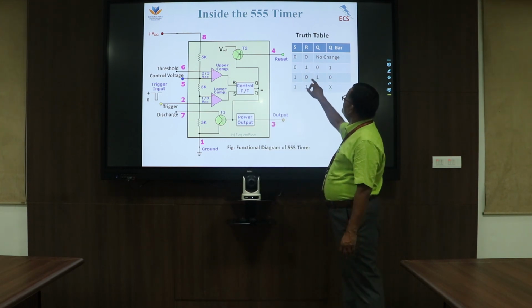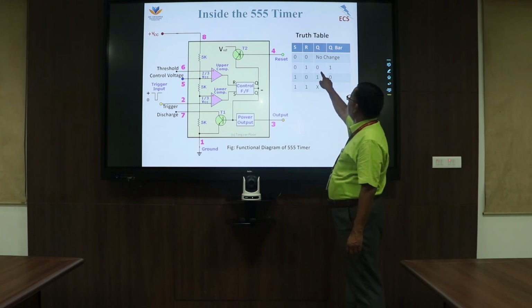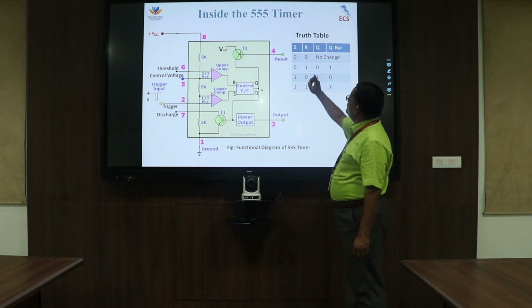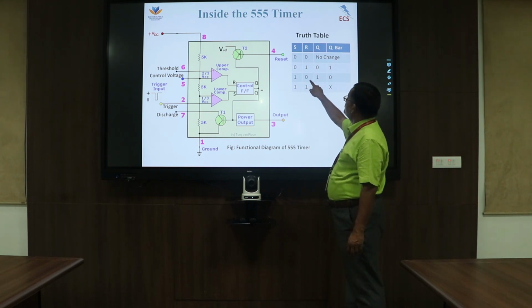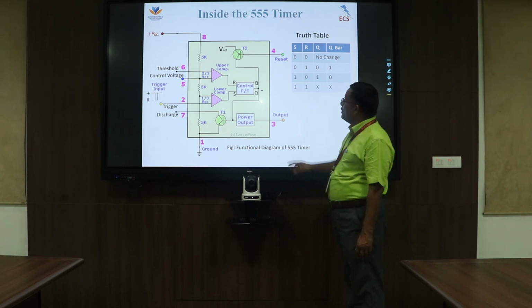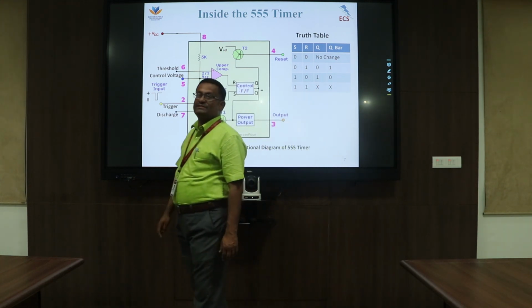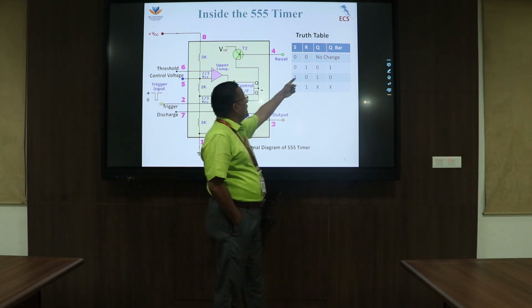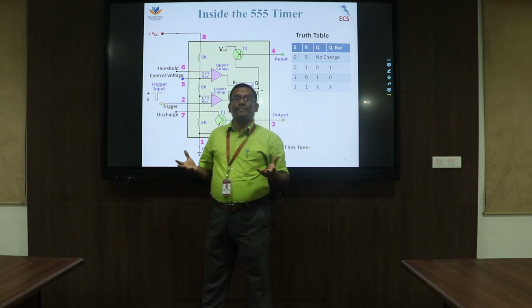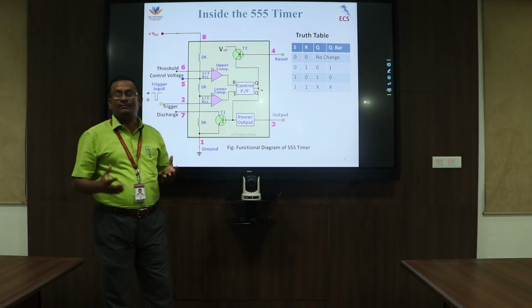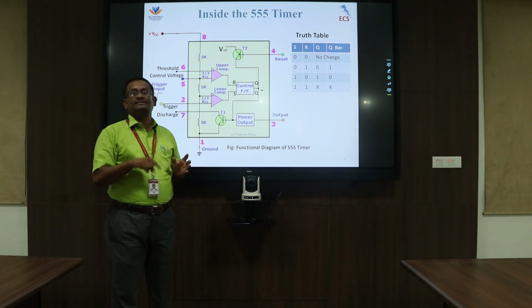If the reset is 1 and the set is 0, the Q output will be 0 and the Q bar output will be 1. If the set is 1 and the reset is 0, the output of Q will be 1 and Q bar will be 0. So according to the 1, 0 and 0, 1 conditions, the output of the flip-flop, with set and reset, is made on and off. Whenever we make the output on and off, there will definitely be a timing state produced, which is called a simple square wave.